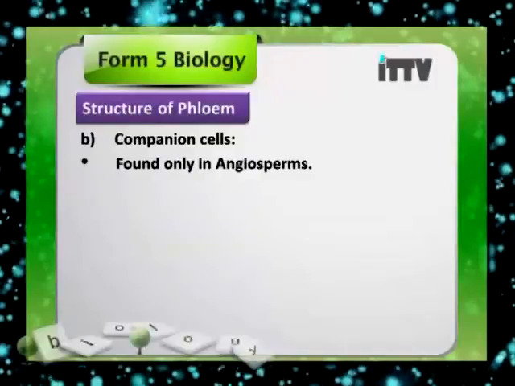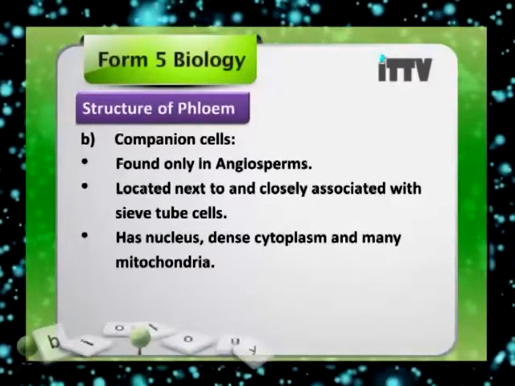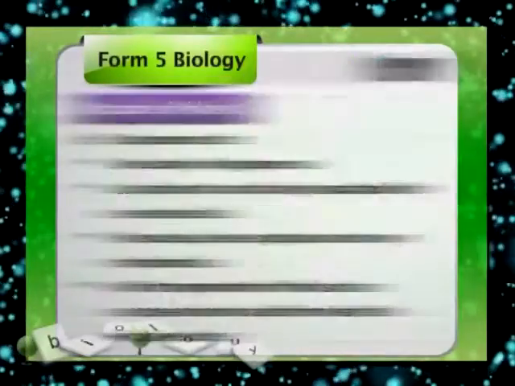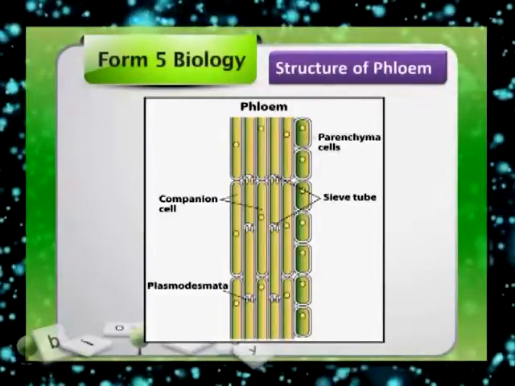They are only found in angiosperms, and they're located next to and closely associated with the sieve tube cells. Companion cells have a nucleus, dense cytoplasm, and many mitochondria. They aid in transportation of food, such as sucrose and amino acids, from leaf cells into sieve tubes. If you look at the picture, it's an even easier picture for you all to understand. Maybe I'll just draw for you on the board, okay?